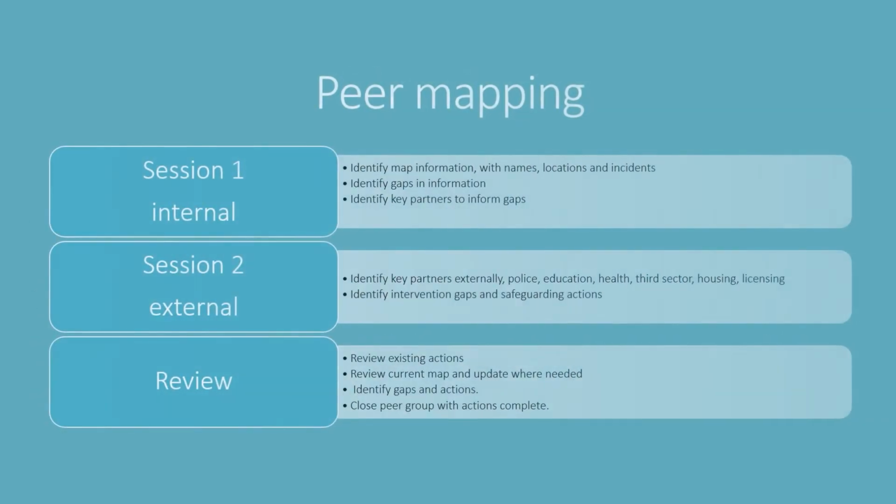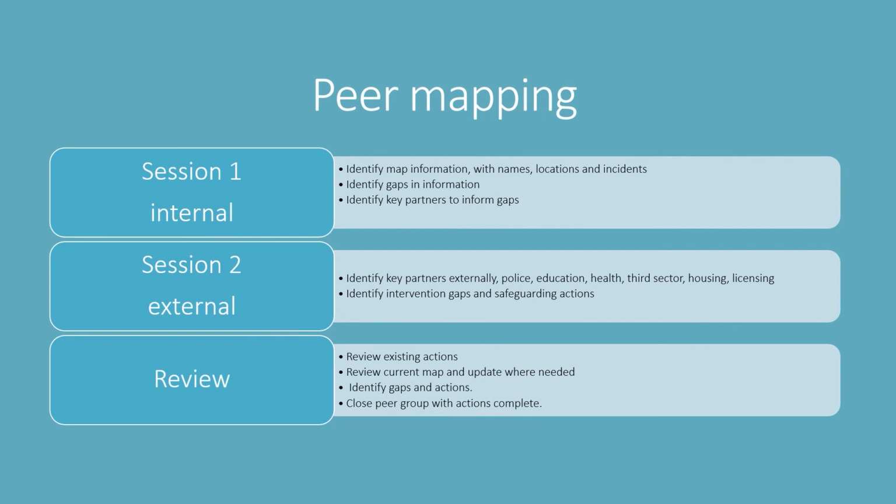Peer mapping. Session 1, you would look at an internal mapping of information with names, locations, and incidents. Identify any gaps of information and identify key partners to inform those gaps. Session 2, identify and invite key partners externally, such as police, education, health, third sector, housing, licensing. Identify intervention gaps and safeguarding actions.